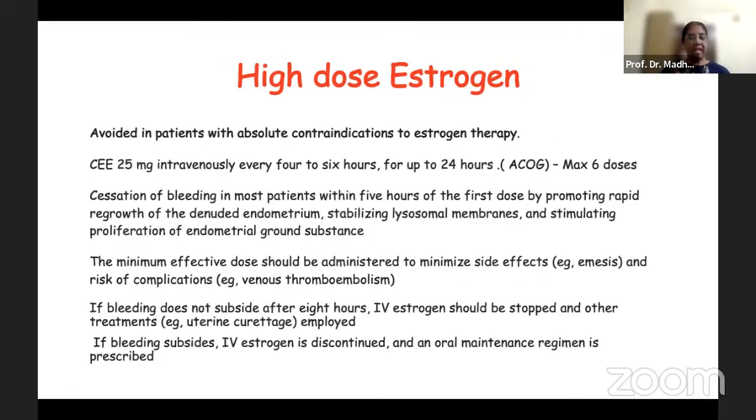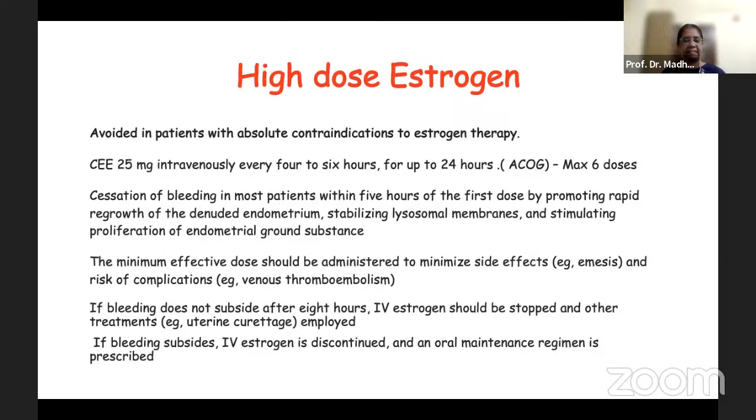Now, another way of controlling AUB is you can use high dose estrogens. But if there are absolute contraindications, you cannot use it. The older generation is very fond of using this because they say the bleeding was controlled very easily, but nowadays, with the advent of COCs, very rarely are we using these high-dose estrogens. They are contraindicated in some conditions, as we all know. Conjugated equine estrogen, 25 mg IV, is given every 4 to 6 hours for up to 24 hours, according to ACOG.